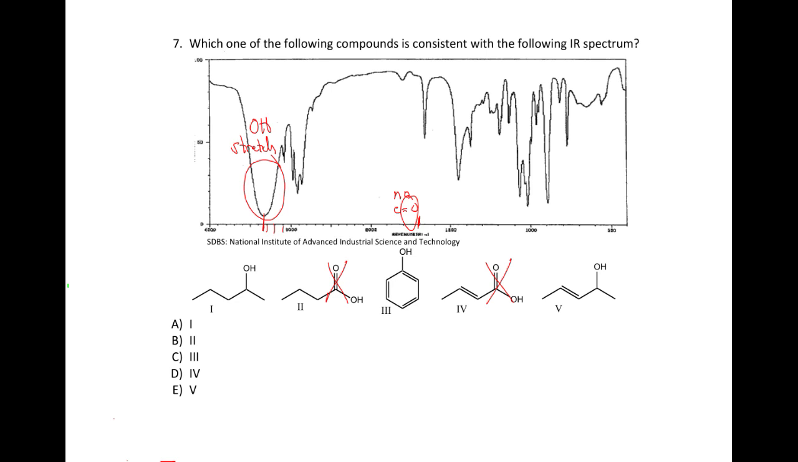So which compounds are alcohols? Compound 1 has a hydroxyl, so that's an alcohol. Compound 3 is an alcohol. We call that a phenol because it's attached to an aromatic ring. And compound number 5 is also an alcohol. So what other peaks do I see in my spectrum?